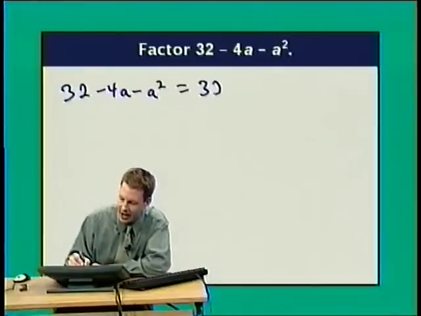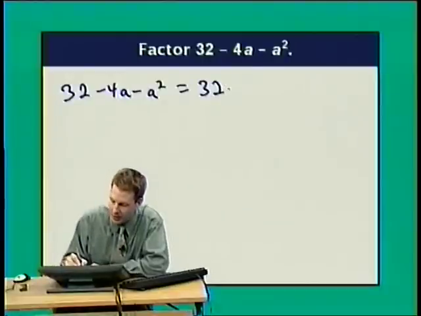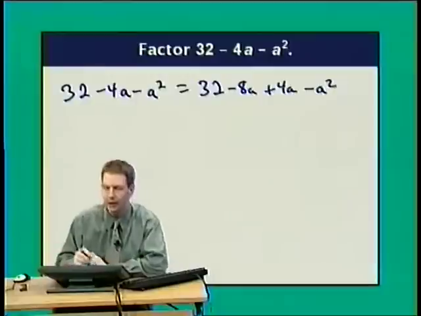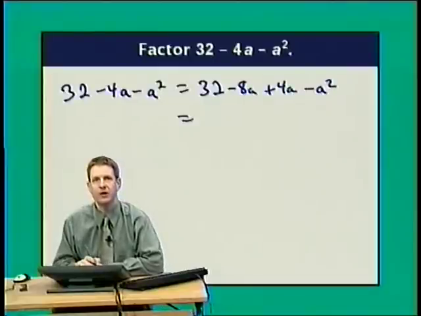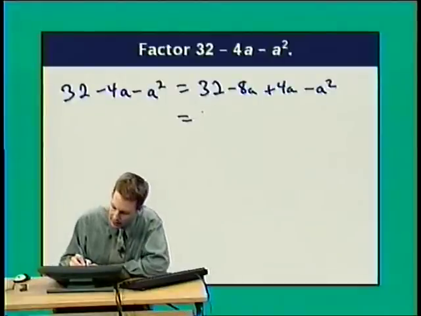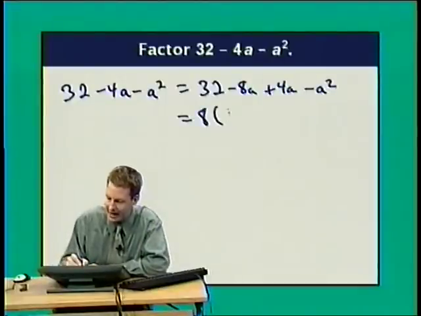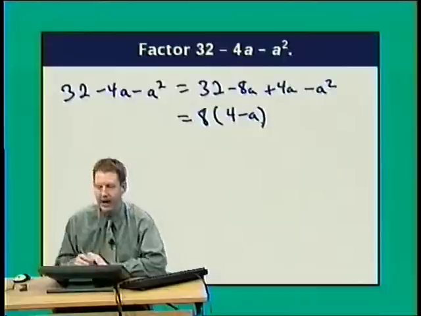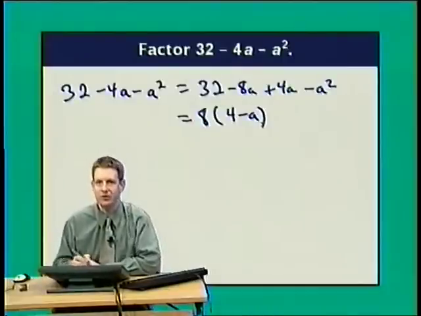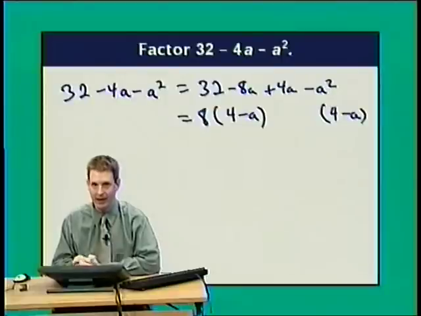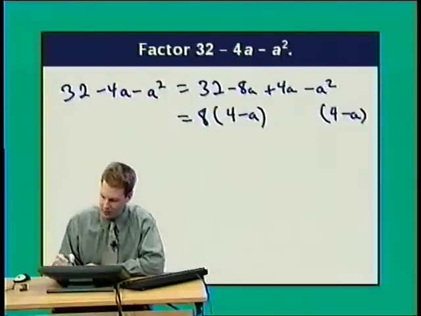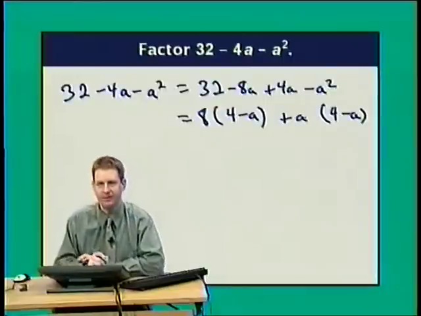So I'm going to take my linear term and break it up into minus 8a plus 4a. Now let's go ahead and do our factoring by grouping. The first two terms, 8 goes into both 8 and 32 evenly. So I'm going to factor out 8, and that leaves behind 4 minus a. So I want to factor the second two terms in such a way that I also leave behind 4 minus a. Well, focusing on the 4a, what I would need to factor out is a factor of a.